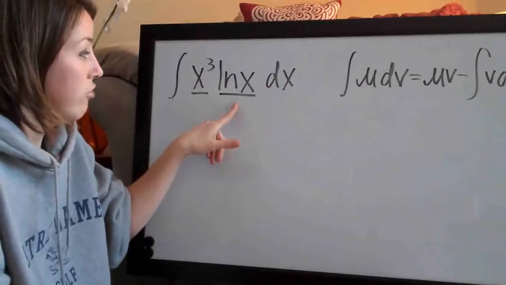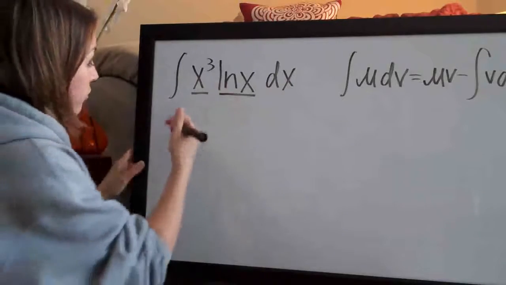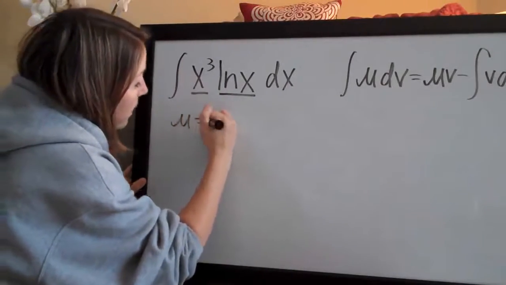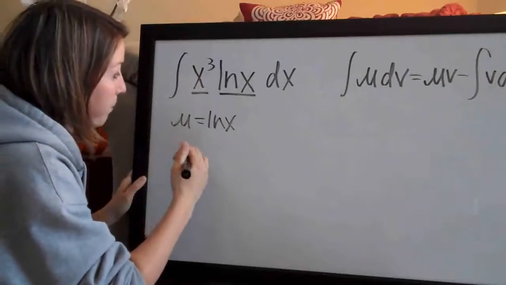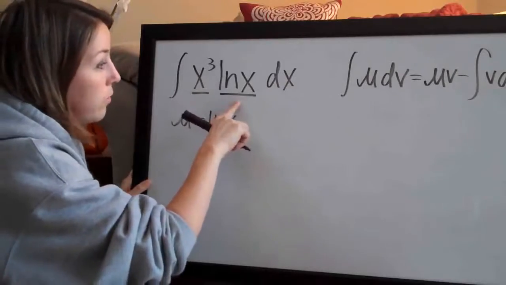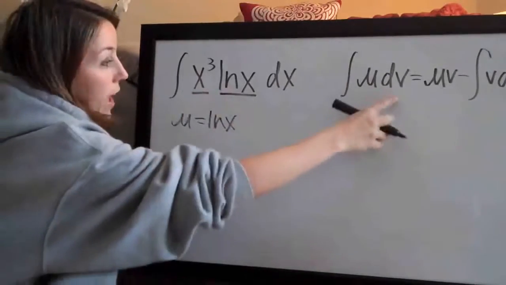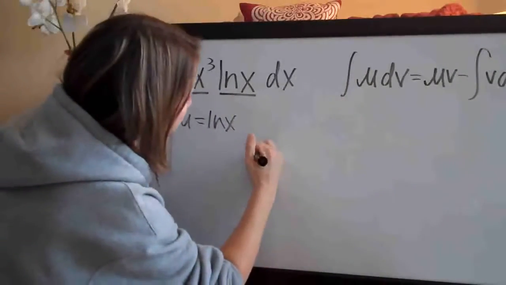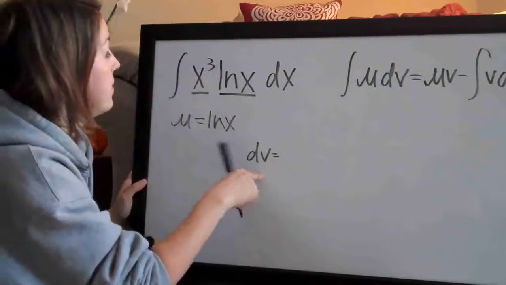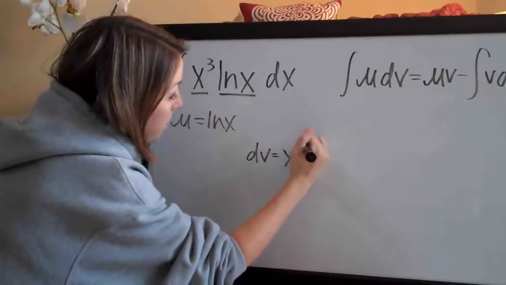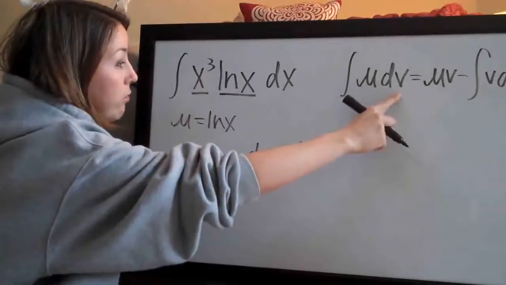So I've decided that natural log of x is going to be u. So I go ahead and say u equals ln of x. Then, since this is u, the other part, x to the third, has to be dv. So I go ahead and write that right here, and you'll see why in a second. dv is going to be x cubed. So you just assign these two values.